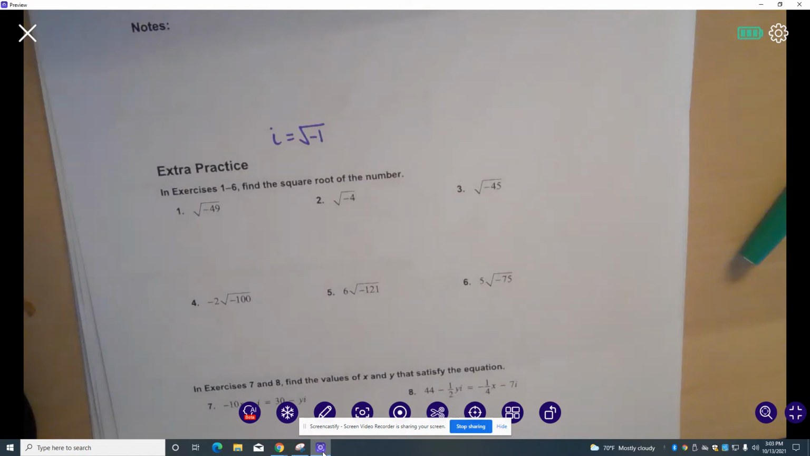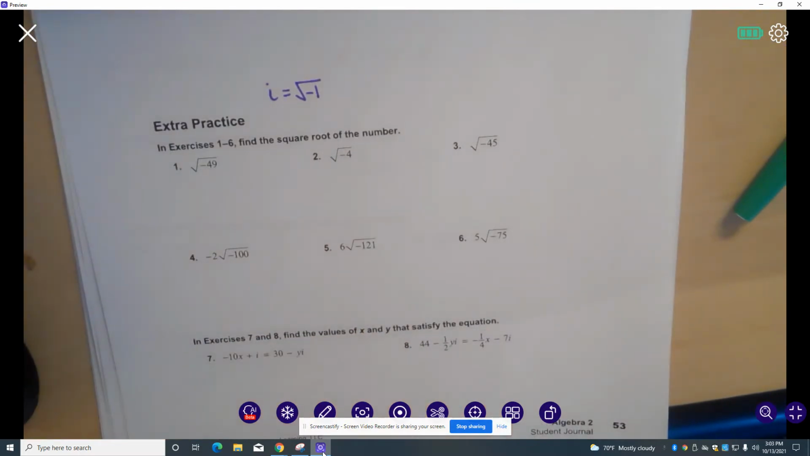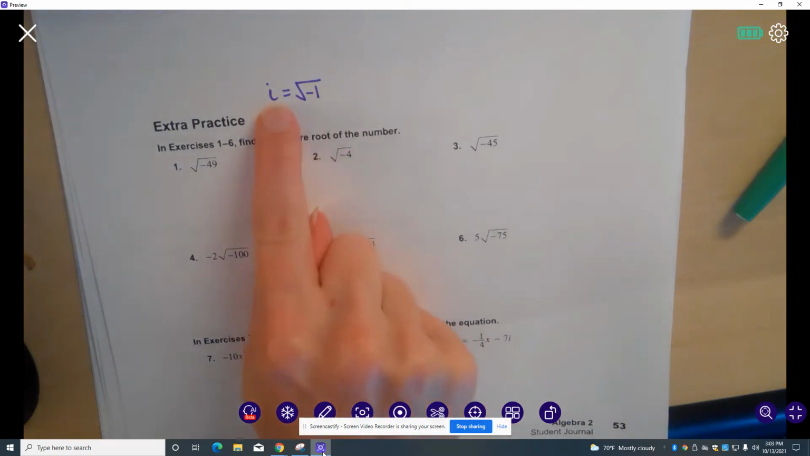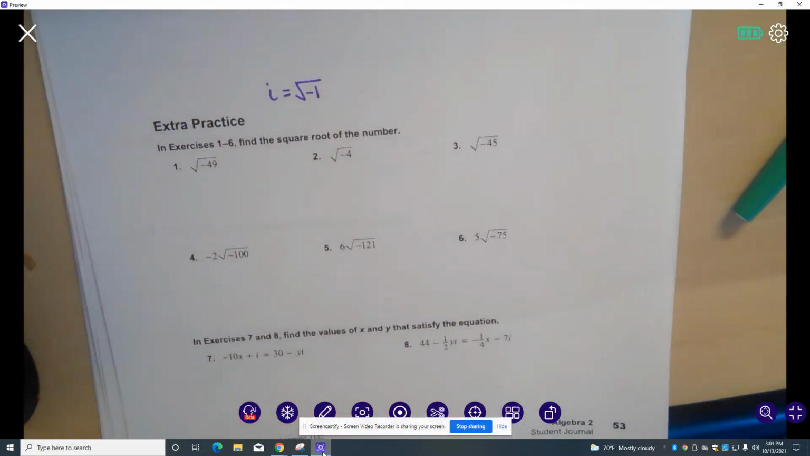In this video, we're in lesson 3.2 on page 53 in our student journal, and we're going to work through exercises 1 through 8 in the extra practice section. One thing to remember before we start is that i, the imaginary part of our imaginary numbers, will be equal to the square root of -1.